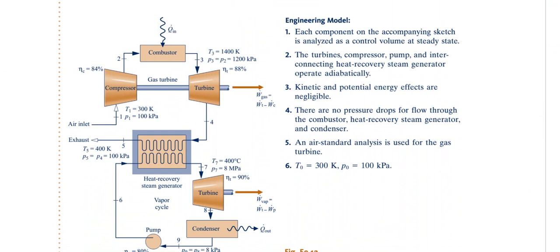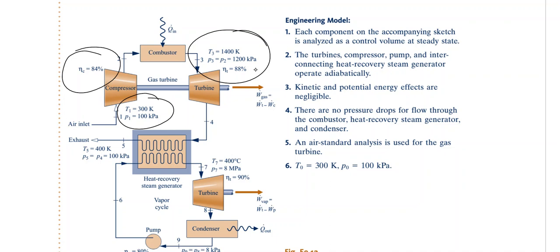Now let's say the inlet of the compressor is 300 Kelvin, 100 kPa. The question is over here again. We have the isentropic efficiency of 84% for the compressor. Then it goes into the combustion chamber, and the inlet of the turbine is 1400 Kelvin and the pressure is 1200 kPa. As this pressure is constant, it is the pressure at the inlet of the combustion chamber as well.